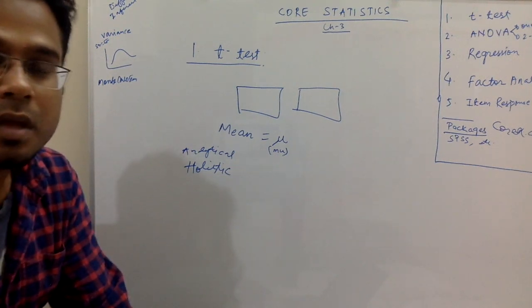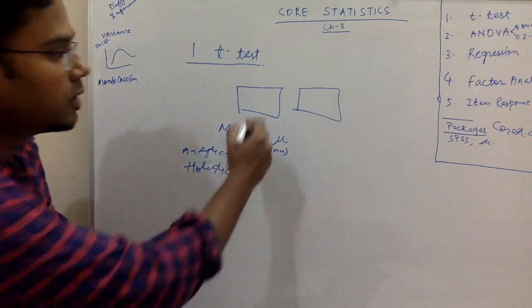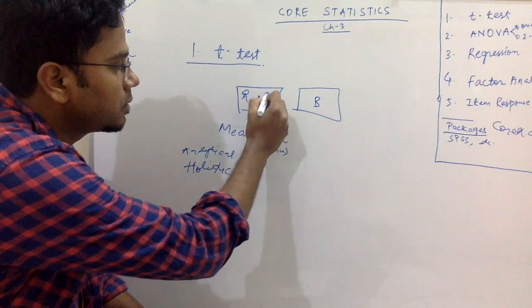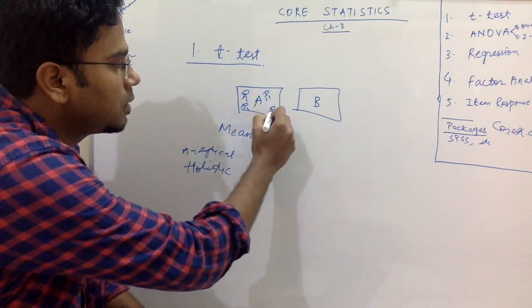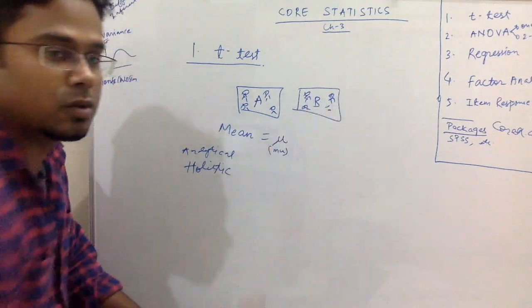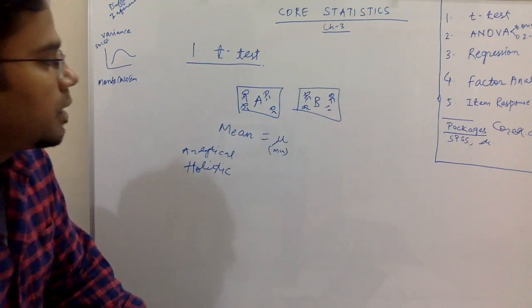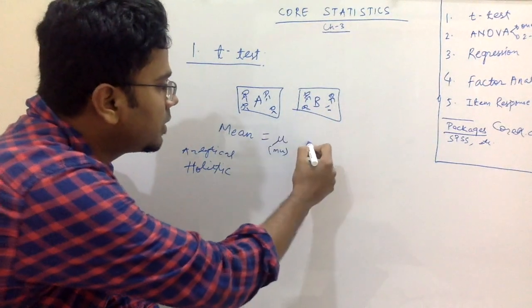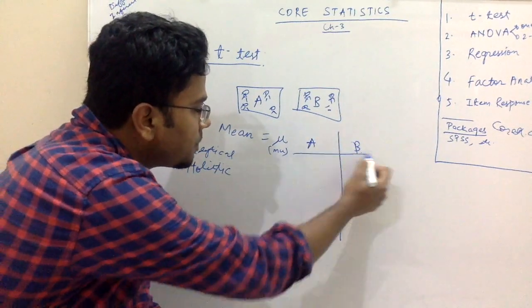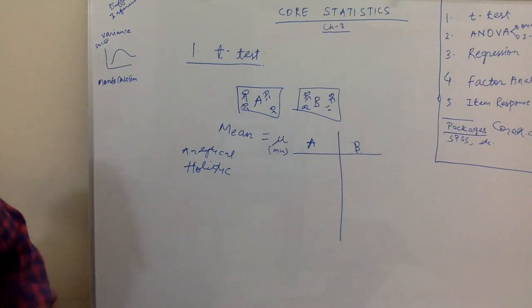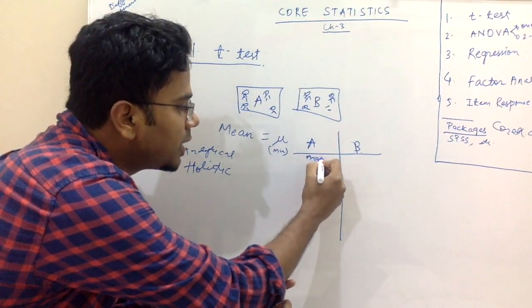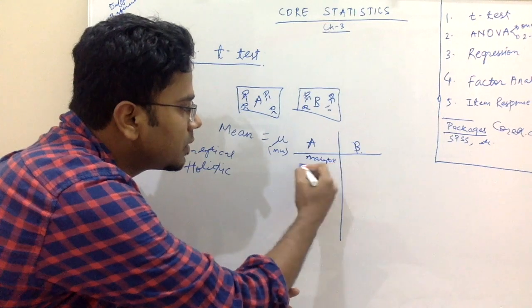Now you are doing a study on people of culture A and people of culture B. Here are many people. Now you give them some tests. They have test scores, right? Let's say here we write the test scores of A, and test scores of B, only in analytical intelligence. We are just talking about analytical intelligence.